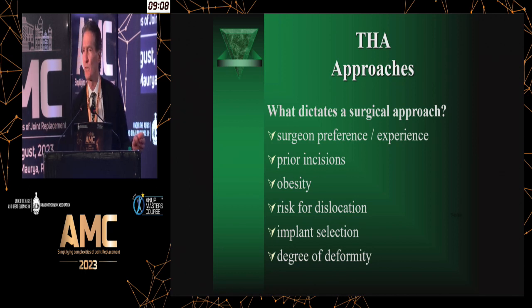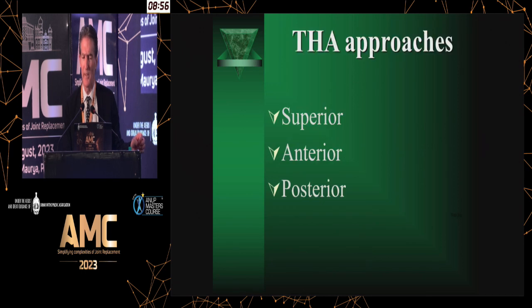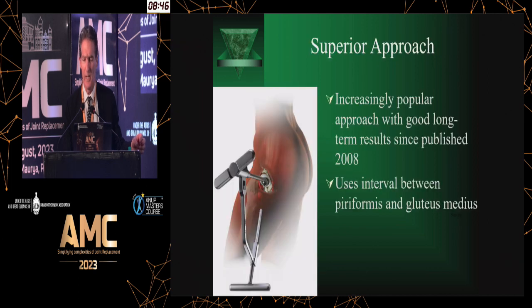Implant selection, for example, anterior: if it's hard to get the femur up, you have to have a little bit of a shoehorn, short stem, and so some people prefer, if they're going to use a short stem, to go anterior, and deformity can do that as well. The three we're going to talk about briefly today are superior, anterior, and posterior. For some of us, maybe superior is a new approach. It's not really so much, but here we go.